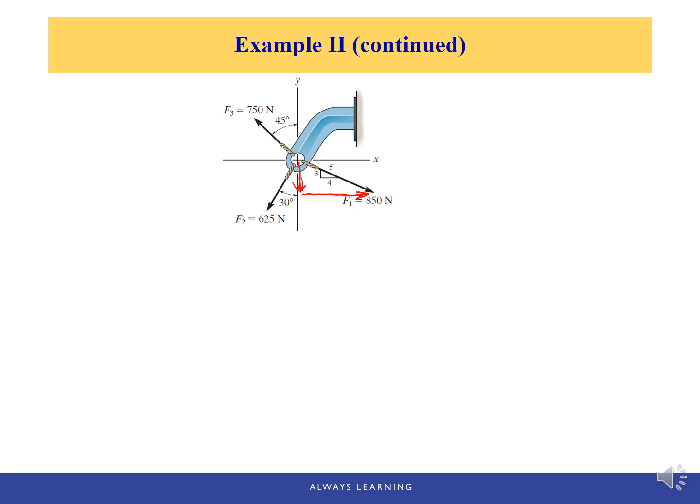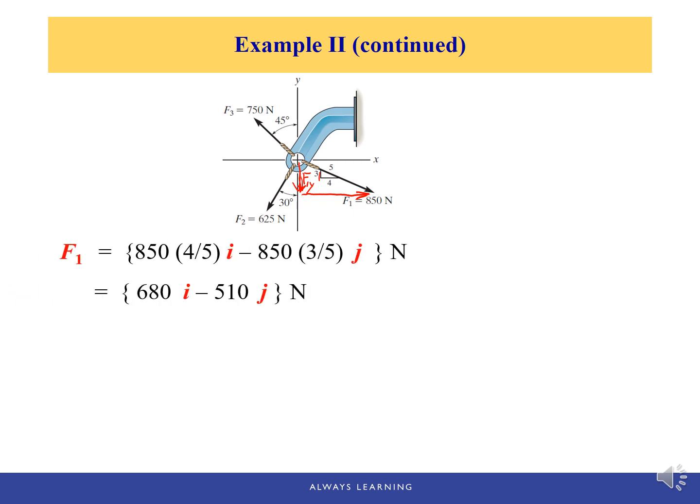For F1y, the corresponding side to that slope triangle is 3, so you have 3 over 5 times the magnitude of F1, and it's pointing down, so you have a negative sign before the j hat term. And for F1x, the corresponding slope triangle side is 4, so the magnitude will be 4 over 5, and it's pointing to the positive x direction. Therefore, we have a positive i hat term. So this is F1.